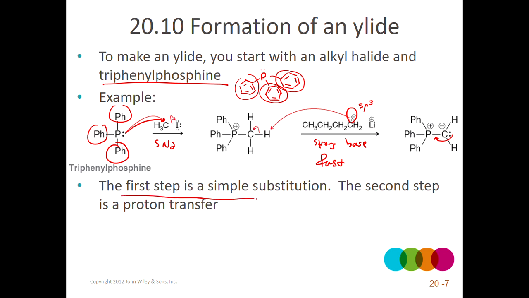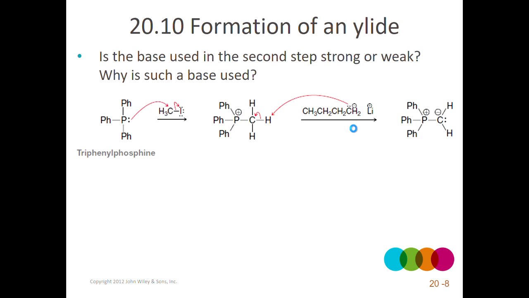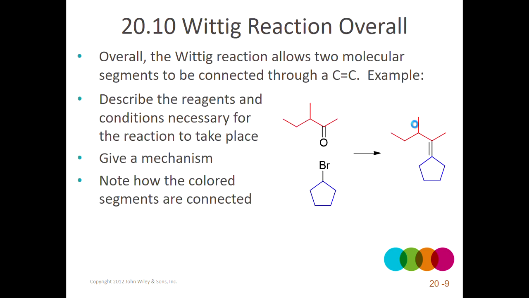The first step is a substitution. It's a simple SN2. There are some limitations on how sterically hindered this can be for it to work. But the second step, this proton transfer, is very fast and very product favored, because the negative on this carbon is stabilized through resonance, and the attraction here is much more stable than the negative over here. So once the ylide is formed, and we need a very strong base to do that, because this negative is pretty unstable, and we need to start with something even more unstable if we want to make that reaction forward favored.